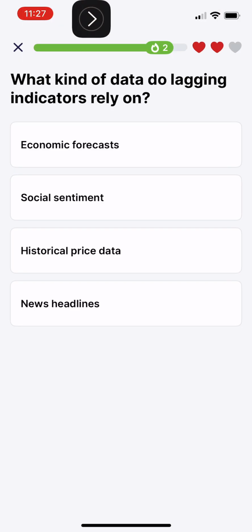Two. What kind of data do lagging indicators rely on? Economic forecasts, social sentiment, historical price data, news headlines.